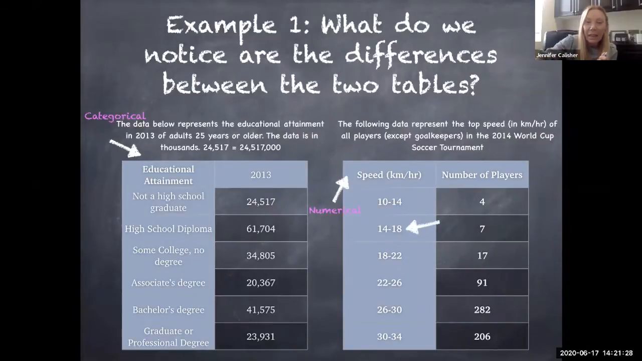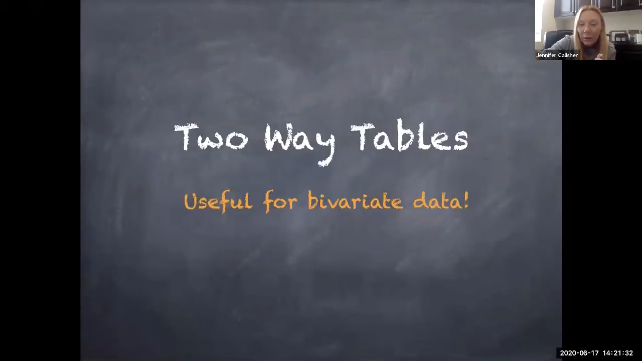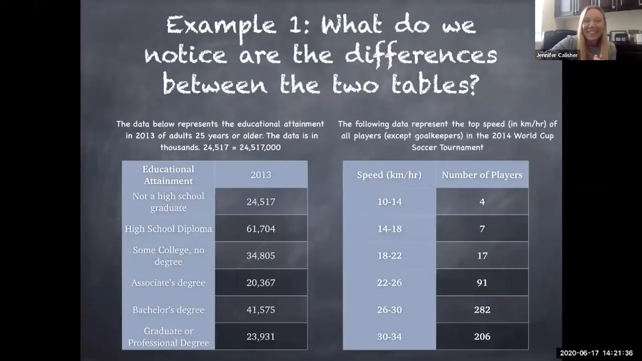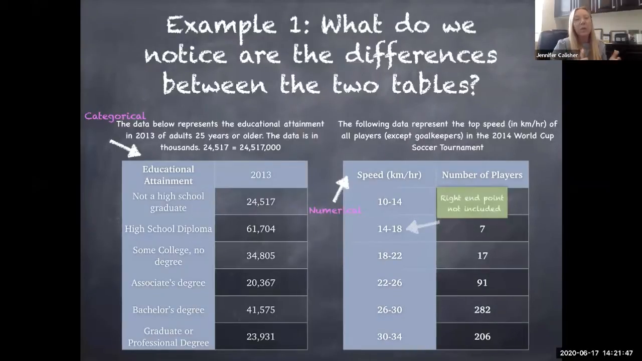Perfect. Let's see. There it is. Oops. Oh, shoot, I went too far. There we go. So in other words, the right endpoint is not included. So if somebody had a speed of exactly 14 kilometers an hour, they'd go into the second class and not the first one. Okay, so often we see that overlap there.